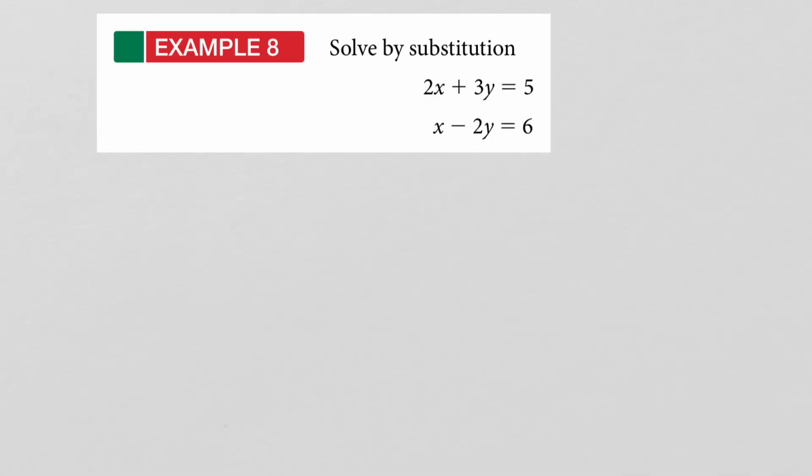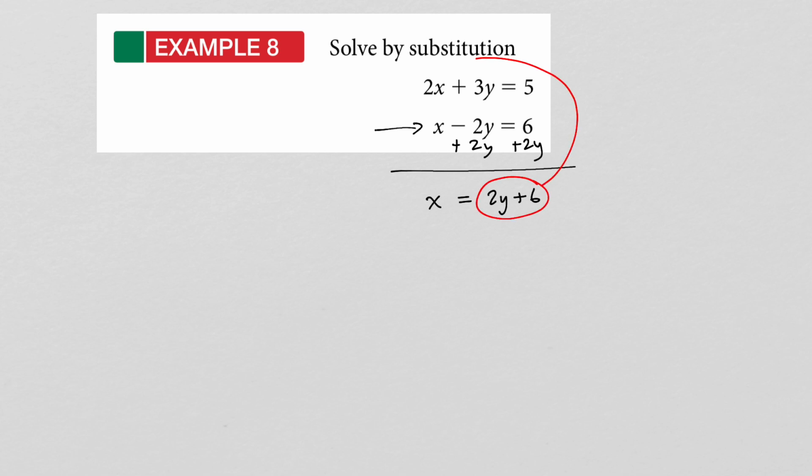So here, let's solve by substitution. So notice that we do not have x or y isolated yet, but in the second equation here, we can solve for x very easily by simply adding 2y to both sides. And that would give us x is equal to 6 plus 2y, or 2y plus 6. And then once I have that, I can take 2y plus 6 and plug it into the first equation, replacing x, right? Because x is now equal to that.